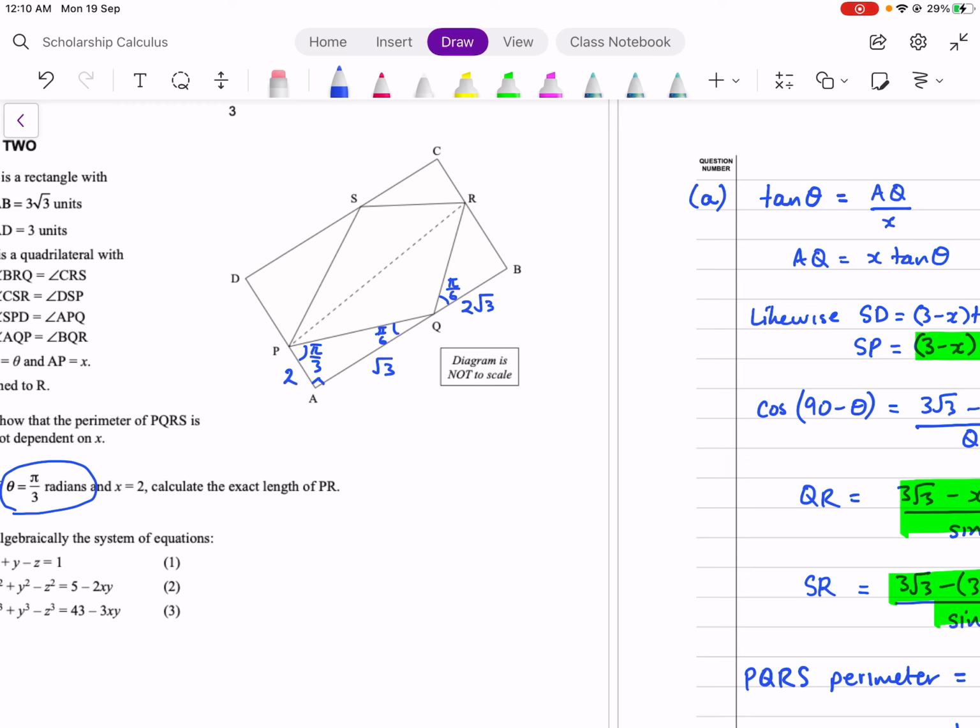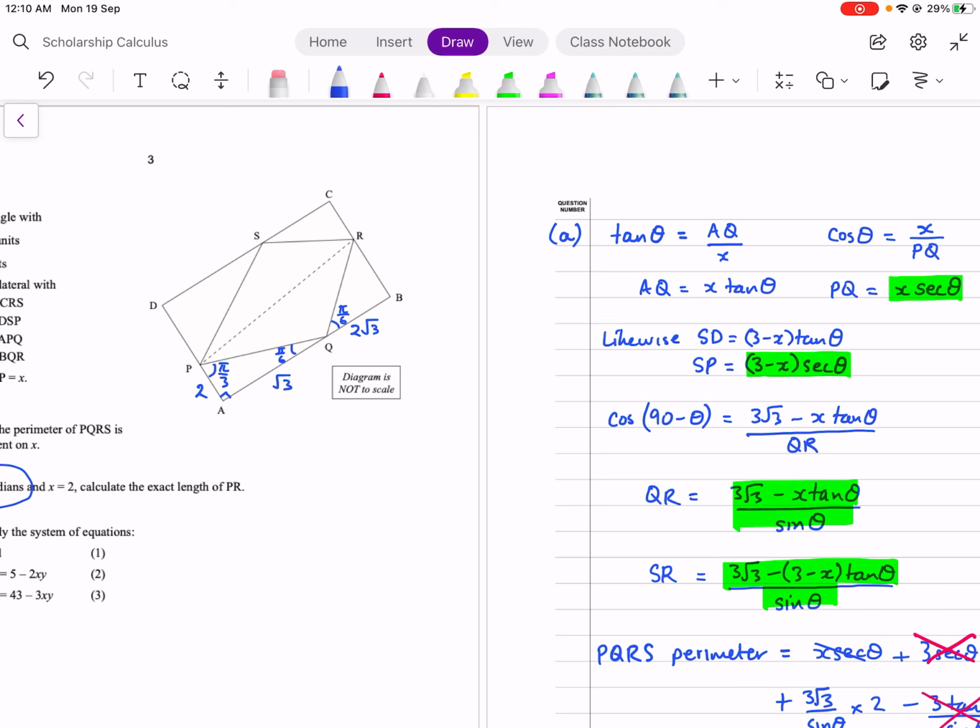And then finding QR using that side, adjacent side and hypotenuse side. So QR was 3 root 3 minus x tan theta, so 2 root 3 divided by sine of pi over 6. So sine of pi over 6 is half. So QR is equal to 2 root 3 over 1 half, so 4 root 3.